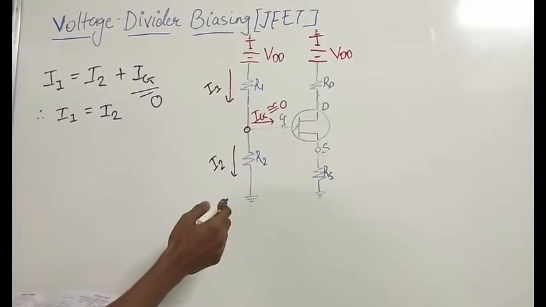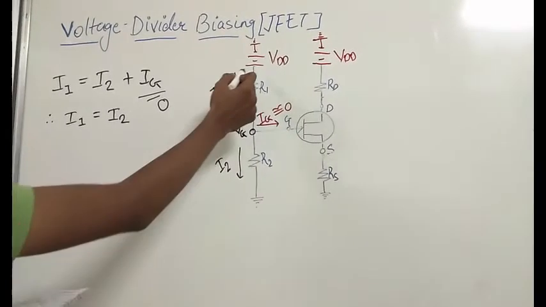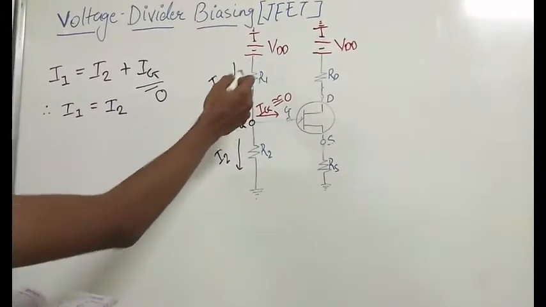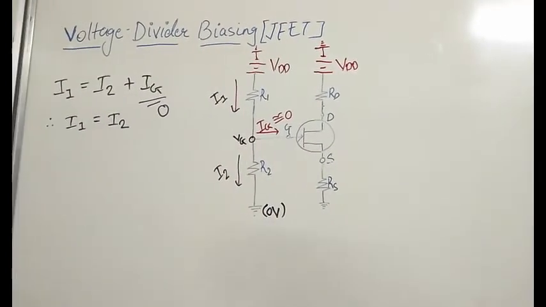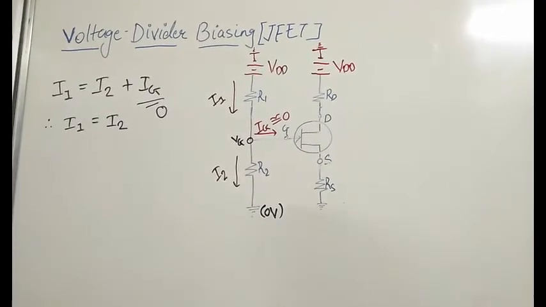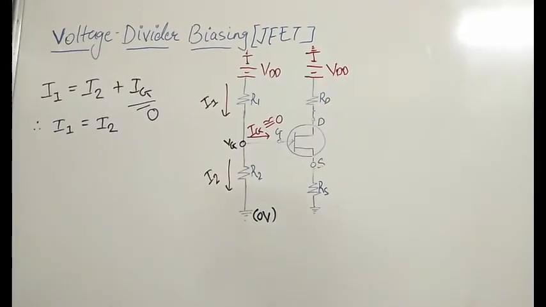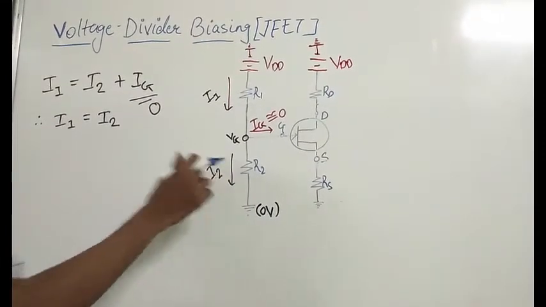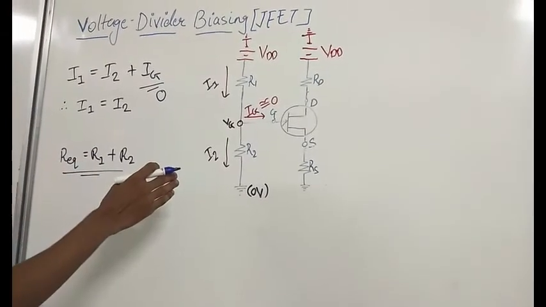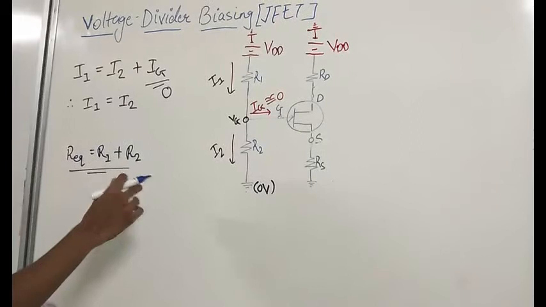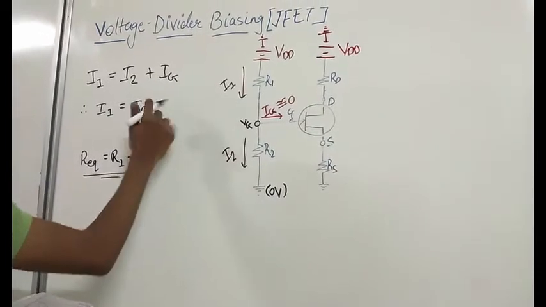Now we can easily find the voltage drop across R2. The potential here is VG because this is the gate, the voltage here is VDD, and the voltage here is 0 volt because it is grounded. To find the voltage across R2, we will find the equivalent resistance. The equivalent resistance will be R1 plus R2 because both are in series. So the total current will be equal to I. I1 is equal to I2, and we can write that both are equal to I.